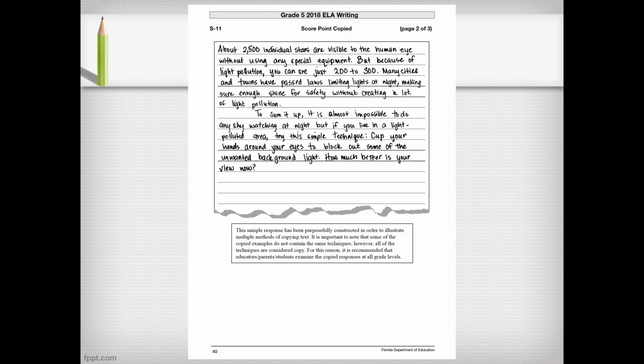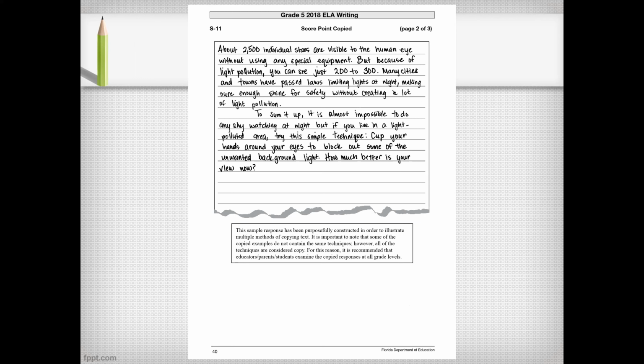Many cities and towns have passed laws limiting lights at night, making sure enough shine for safety without creating a lot of light pollution. To sum it up, it is almost impossible to do any sky watching at night, but if you live in a light polluted area, try this simple technique. Cup your hands around your eyes to block out some of the unwanted background light. How much better is your view now?